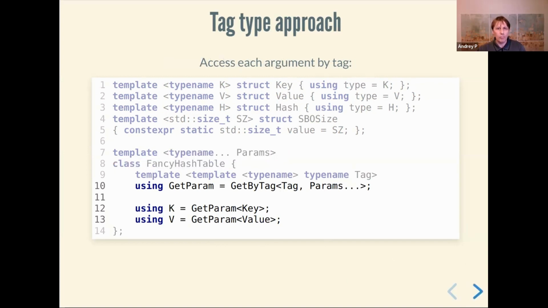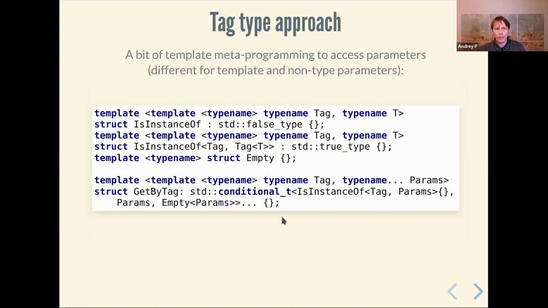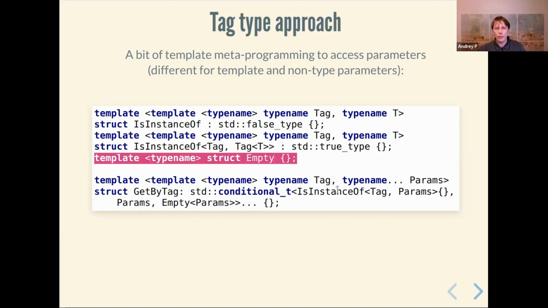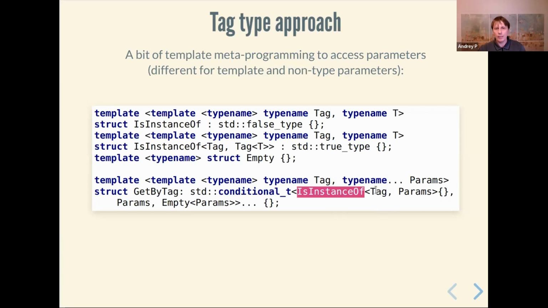So the magic behind this is pretty straightforward in a sense, but it is reusable. There's a very neat trick in here. We're using variadic inheritance either from an empty class or from an instance of this tag type. So we end up with the right type or with a compiler error.